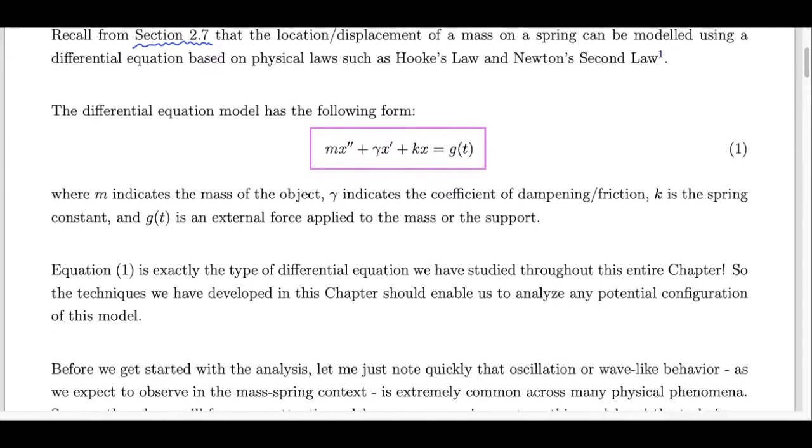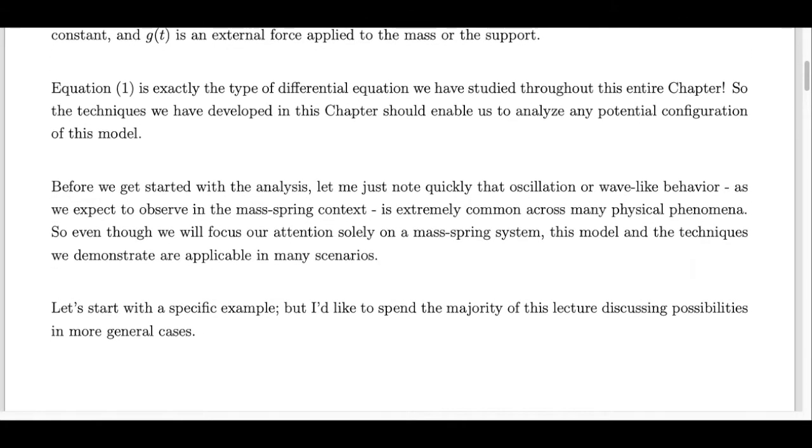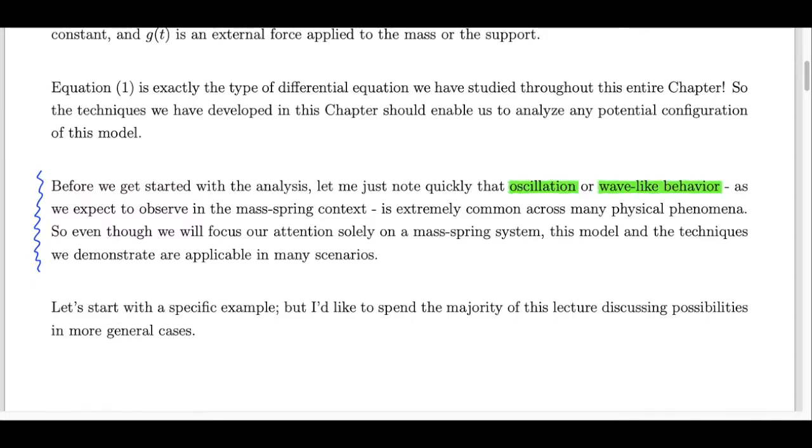Before we look at an example, I just point out here in this paragraph that while we will be limiting ourselves in this section to just be focusing on a mass spring system, behavior which is oscillatory or wave-like is very common in lots and lots of different physical contexts. So as I said, our focus in this section will be a mass spring system, but the techniques and the methodology that we will utilize can be applied in lots and lots of different contexts.